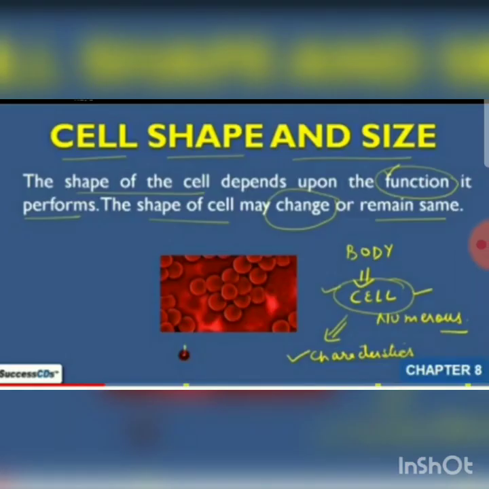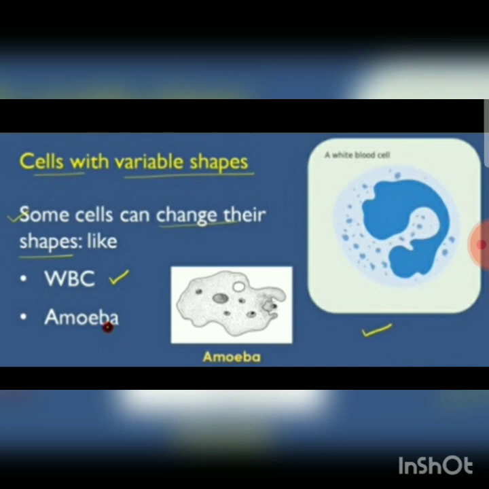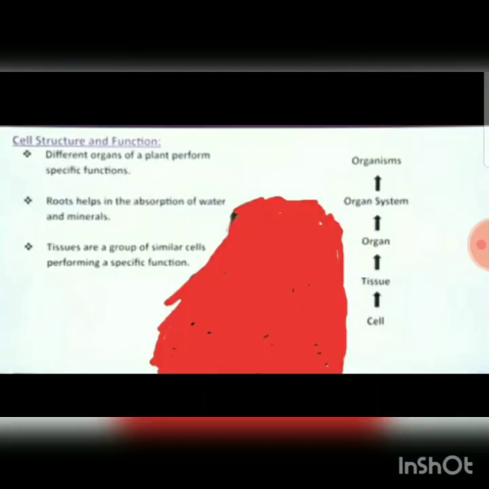The shape of the cell depends upon the function it performs. The shape of a cell may change or remain the same. Cells with variable shape. So can you see the shape? Some cells can change their shapes. Examples are WBC and amoeba. So they can.